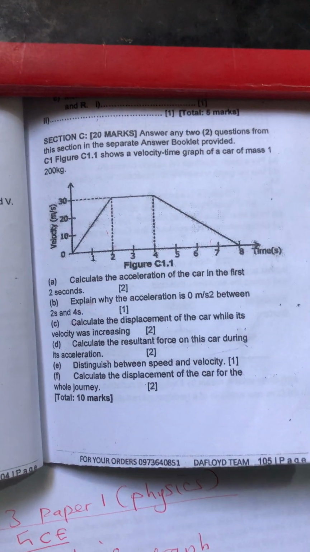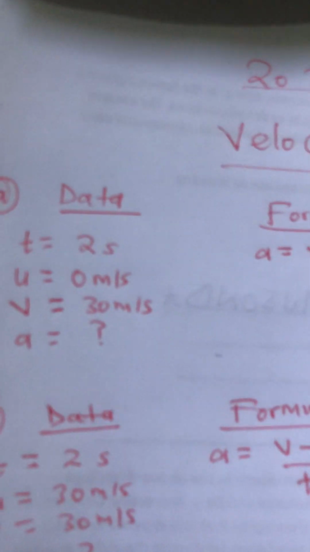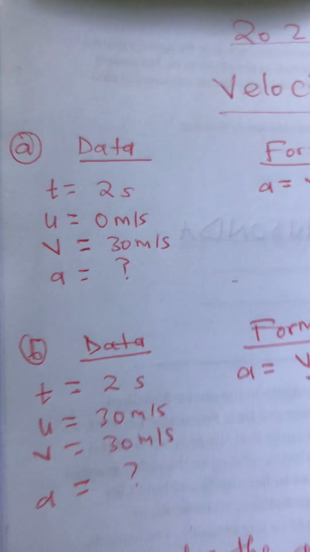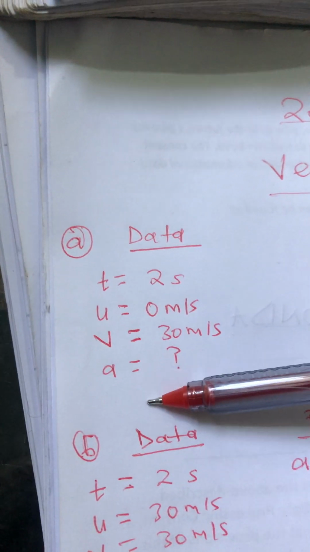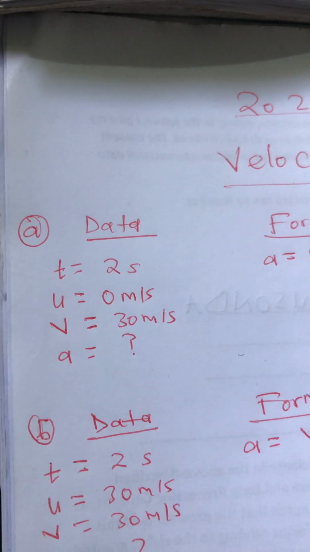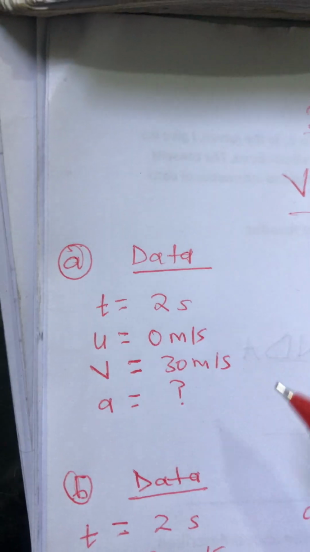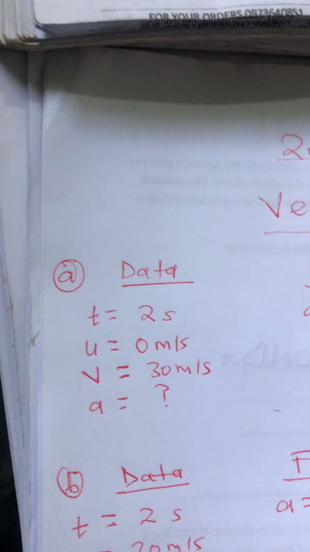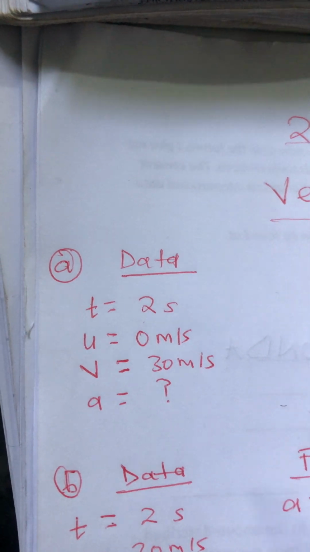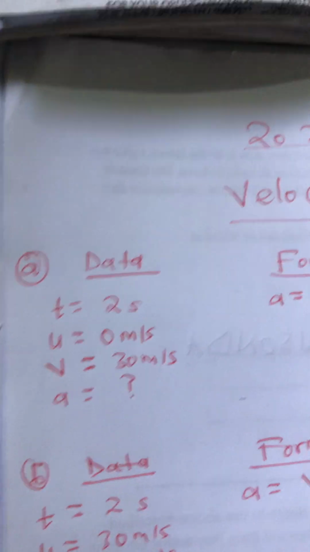So how do I handle such questions? Come here so that we see how we can handle these questions. The first thing that we should do is to define the data, bring down the data. So on the data, what is there? We have the time. This is 2 seconds because they're saying calculate the acceleration of the car in the first 2 seconds. So the 2 seconds is the time. What else do we have?